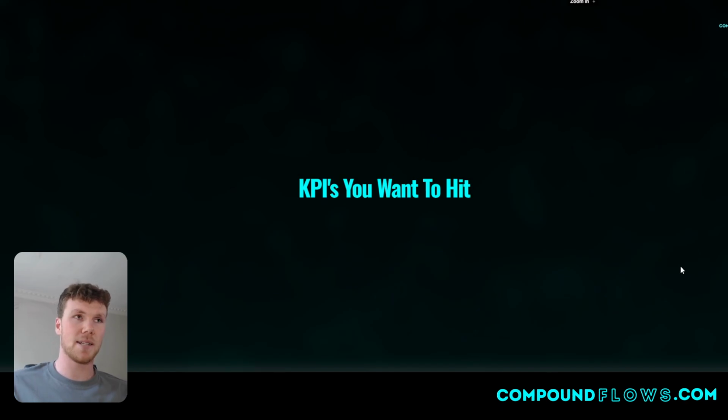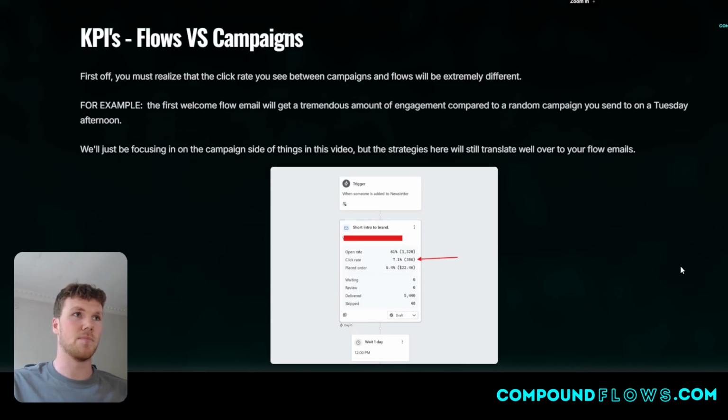We'll skip past that. First off, what are the KPIs that you want to hit when you send an email campaign out and people start clicking on it? First thing you've got to realize is that flows and campaigns are different. They behave differently simply because flows are more intent-based. When a customer receives a flow email, it's because they've done X, Y, and Z action, right? So they're more likely to engage with it.